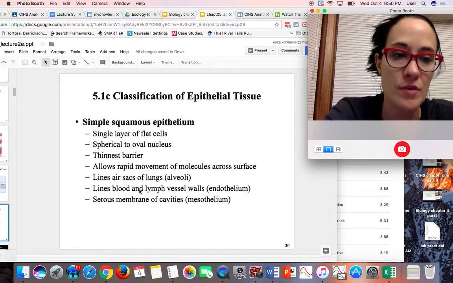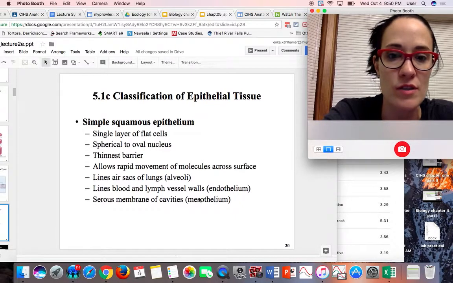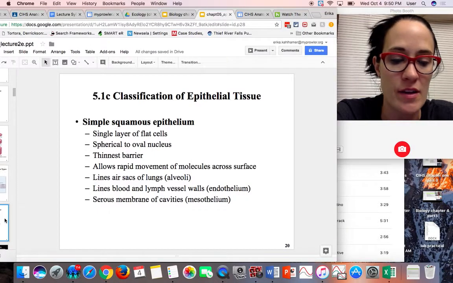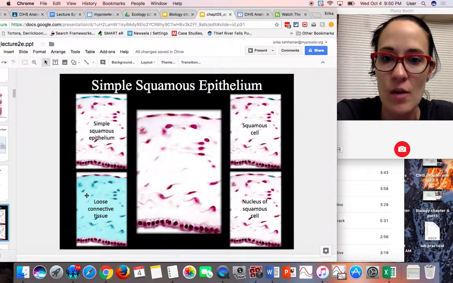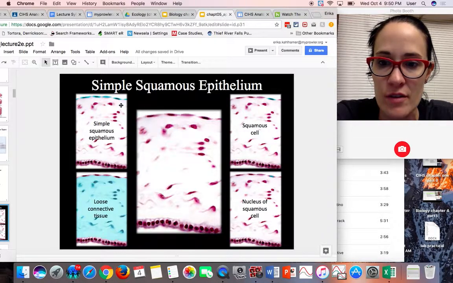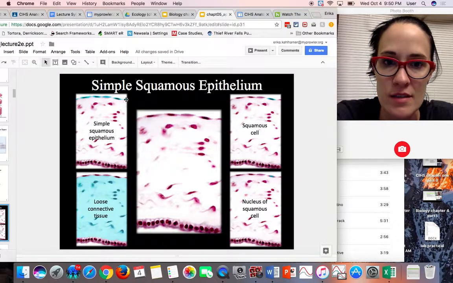It also lines your blood vessels, which is also to get molecules like carbon dioxide and oxygen through, and then some body cavities. And we can see here's simple squamous right there, the green. This is the connective tissue underneath it, so look in the green here. That's showing you loose connective tissue underneath it, and above it is the simple squamous.